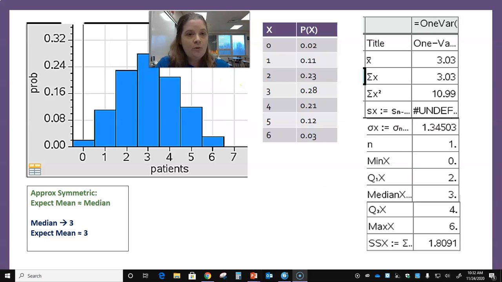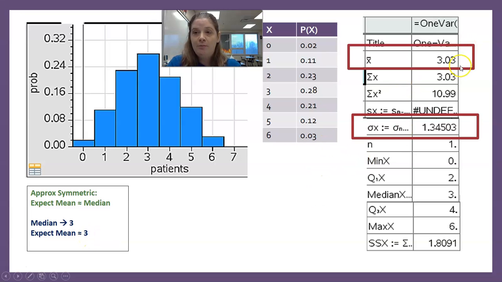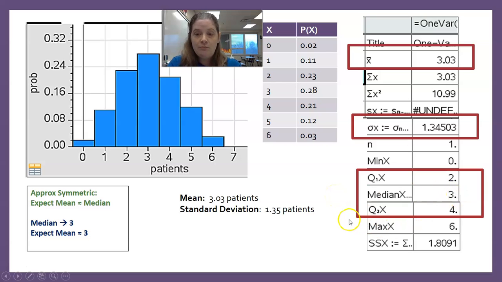Okay, here is the other one, the one that we said was approximately symmetric. We said that the median we thought was going to be 3, and we would expect the mean to be close to 3 as well. So I did this in the calculator using the one variable statistics. I got that the mean was 3.03, and the standard deviation was about 1.35 patients. Also you can see that the median was 3, and you can compute the interquartile range: 4 minus 2, which is 2. So again, the median was 3, and the mean is really close to that. It's not perfect because this isn't perfectly symmetrical, but it is very close.